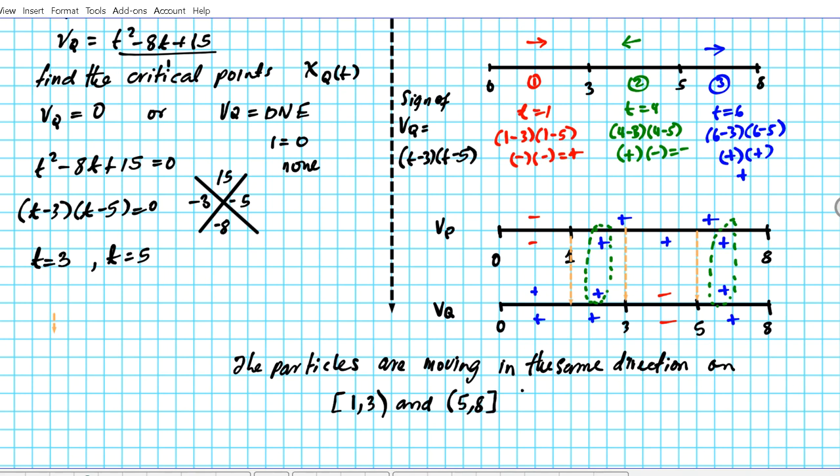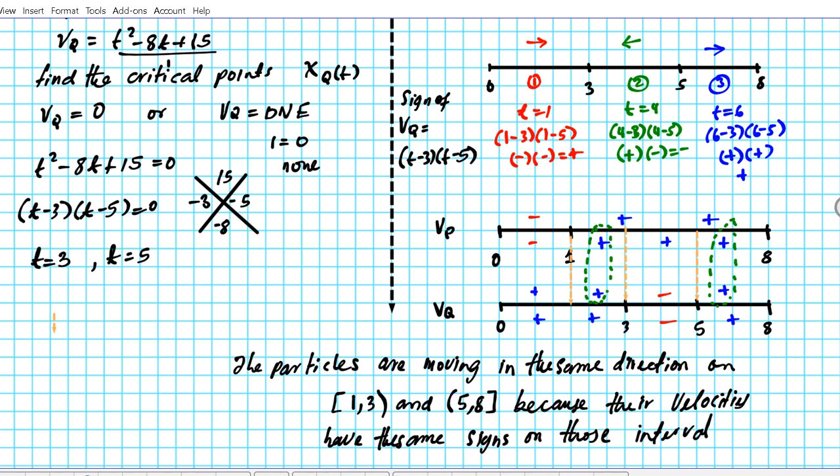Just put the justification there, because their velocities have the same sign on those intervals. That's why they're moving in the same direction. Remember, the sign of the velocity tells you the direction that a particle is moving.